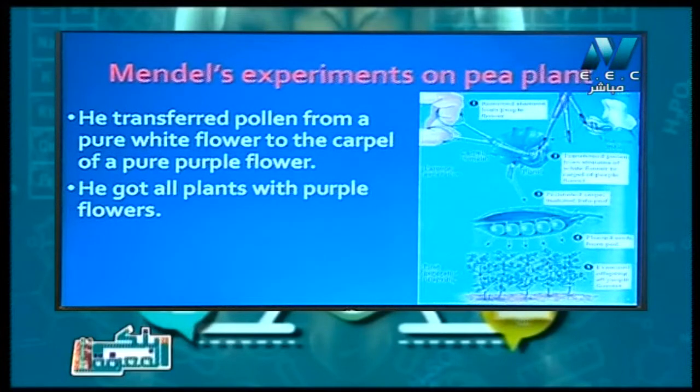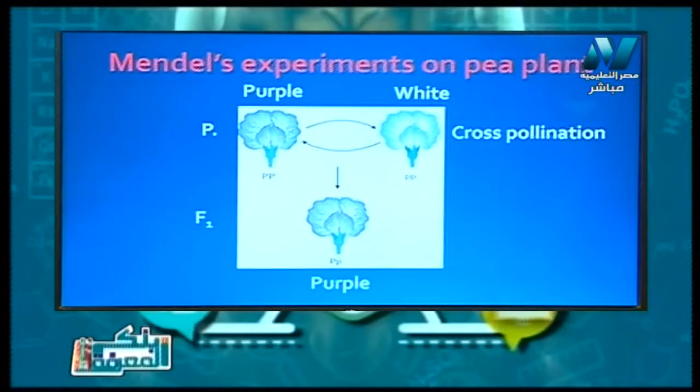After fertilization and the formation of seeds, of course, he cultivated the seeds to show the new generation of the plant. He transferred pollen from a pure white flower to the carpel of a pure purple flower. Then he got all plants with purple color. This is one of his experiments. When he cross-pollinated a purple flower with a white flower, he found that all the first generation were purple, as you see in this picture.